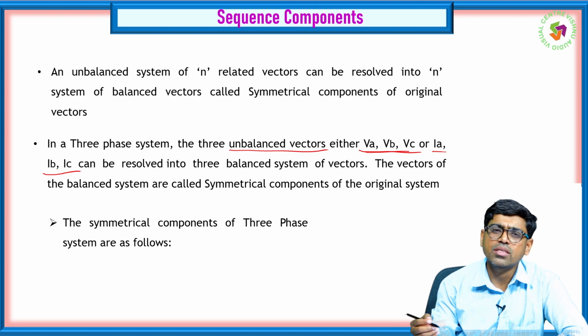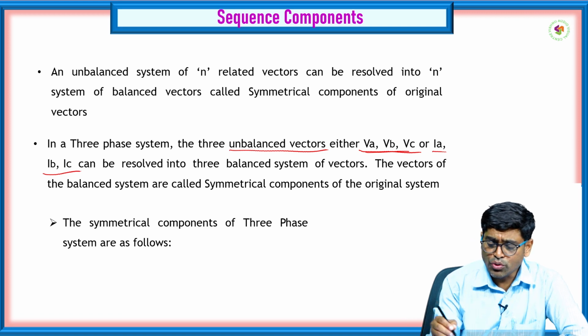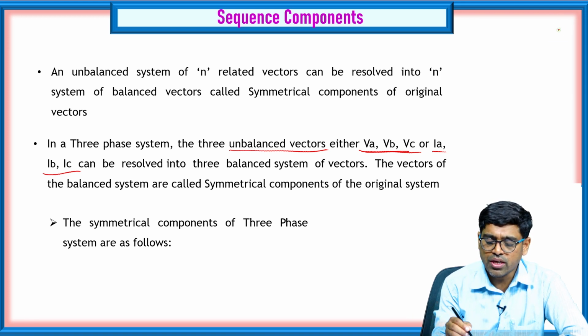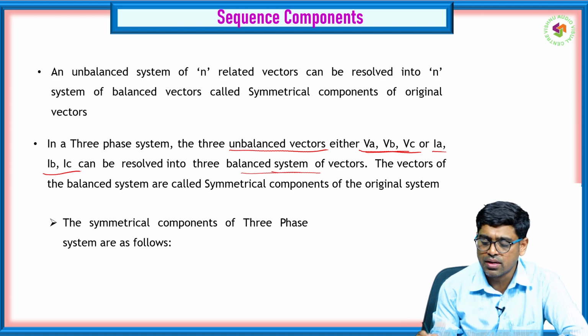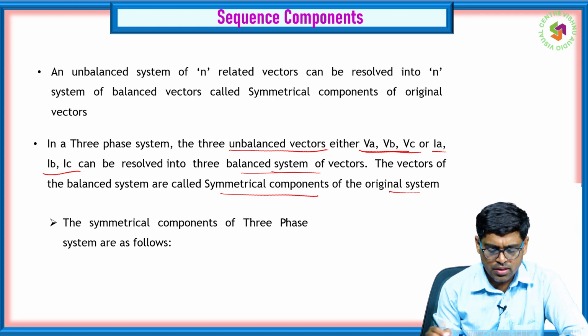Then the voltages or currents of the A phase, B phase, and C phase may become unbalanced. In order to study these unbalanced quantities, we require three equations, and then the time taken is more. So we resolve them into three balanced system vectors. The vectors of these balanced systems are called symmetrical components of the original system. So to study this type of system, we require symmetrical components to study these unbalanced vectors. The symmetrical components of three-phase systems are as follows.